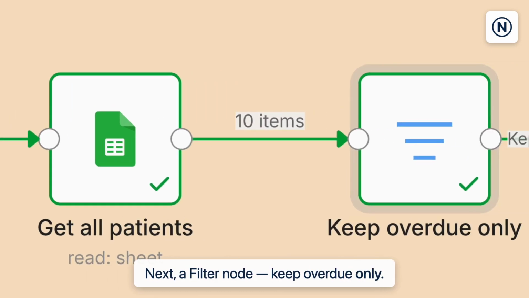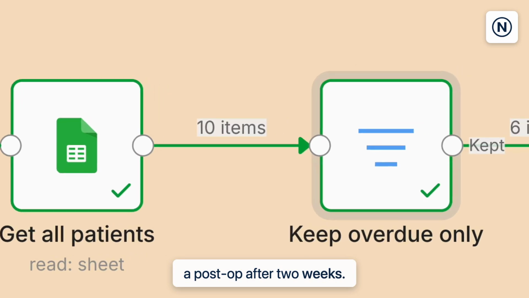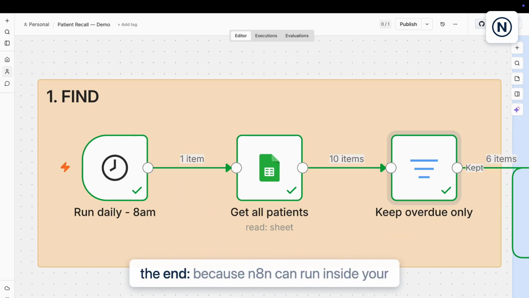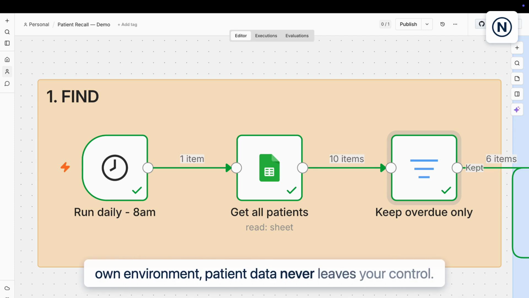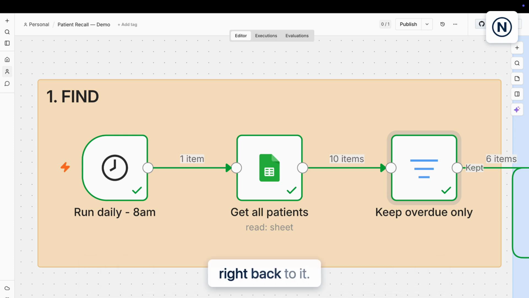Keep overdue only. It checks each patient's last visit against the right window. A yearly checkup is overdue after 12 months, a diabetes follow-up after 3, a post-op after 2 weeks. Out of 10 patients, 6 are overdue. Only those 6 move on. And here's the seed I'll pay off at the end. Because n8n can run inside your own environment, patient data never leaves your control. That's the Section 7 payoff. I'll come right back to it.